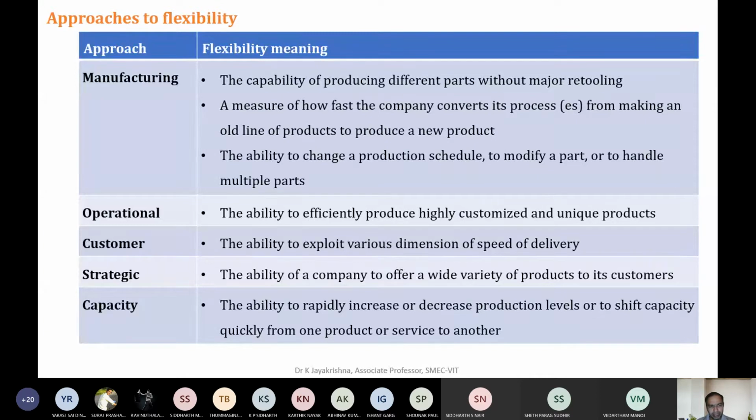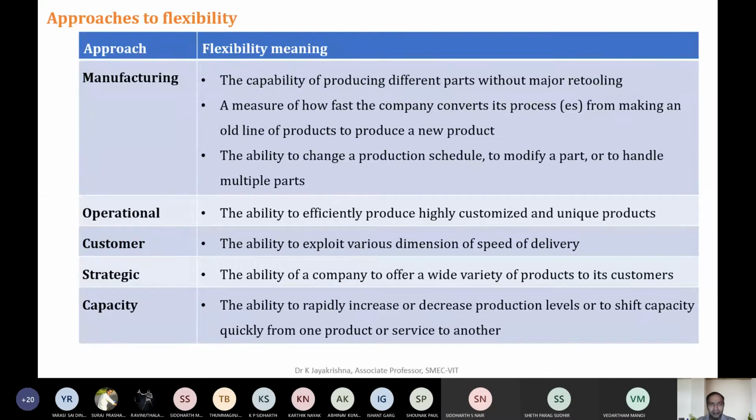For a manufacturing sector, what is the definition of flexibility? What does flexibility mean for manufacturing? Or in terms of capacity, in terms of operation, or in terms of customer, in terms of some strategic decision making? What is flexibility to? Because if you're a manufacturer, if you're on a shop floor, your thinking about flexibility is different.